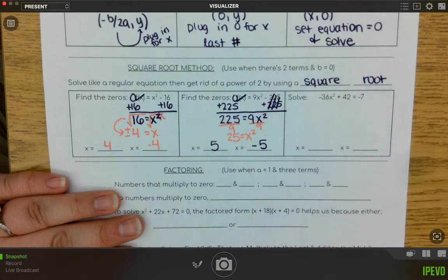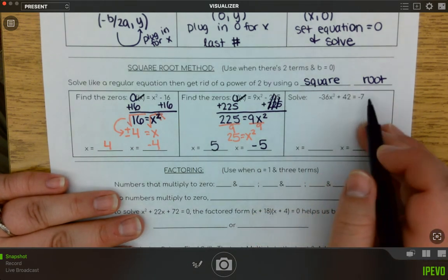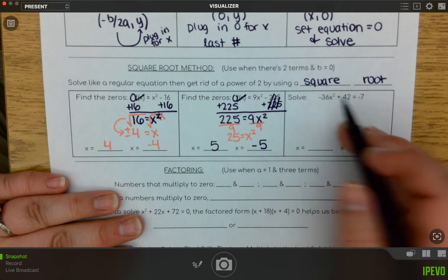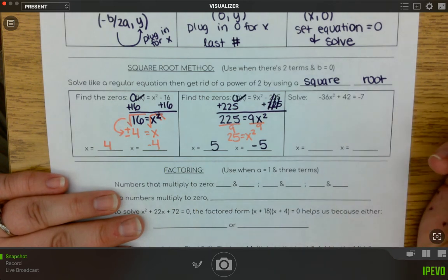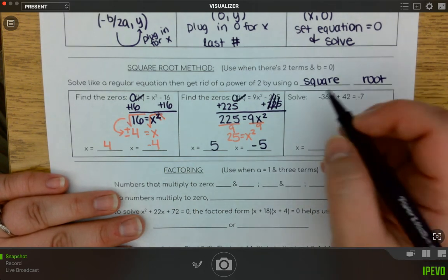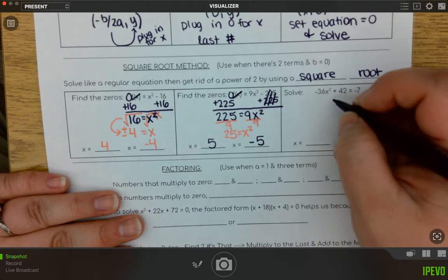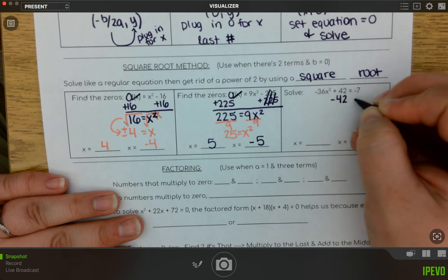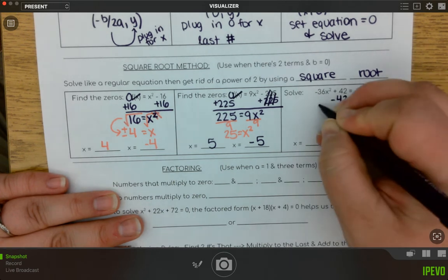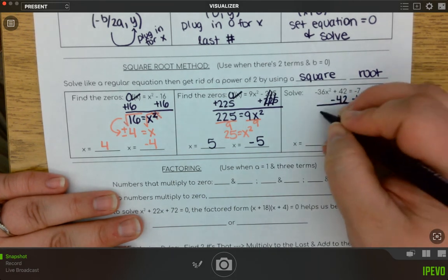And then over here on the right, it doesn't say find the zeros because it's already got an equation for you. What we're going to do is just solve this like a regular equation, as if this was negative 36x squared plus 42 equals negative 7. So start by subtracting the 42. You just don't have a 0 on the other side at the moment, and that's okay.